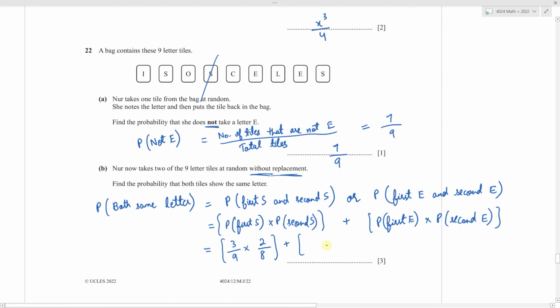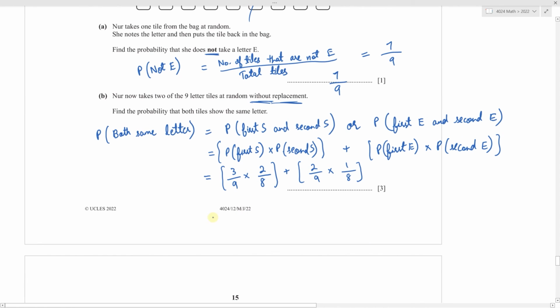Plus, now let's find the probability for E. Now you're taking the first tile. What is the probability, now that you're back to the start, that the first one is E? 2 E's out of the 9. So 2 over 9 multiplied by second E. Now you have one remaining E. 1 over how many total tiles remaining? Again, 1, 2, 3, 4, 5, 6, 7, 8. Total remaining are 8 when you're picking the second tile.